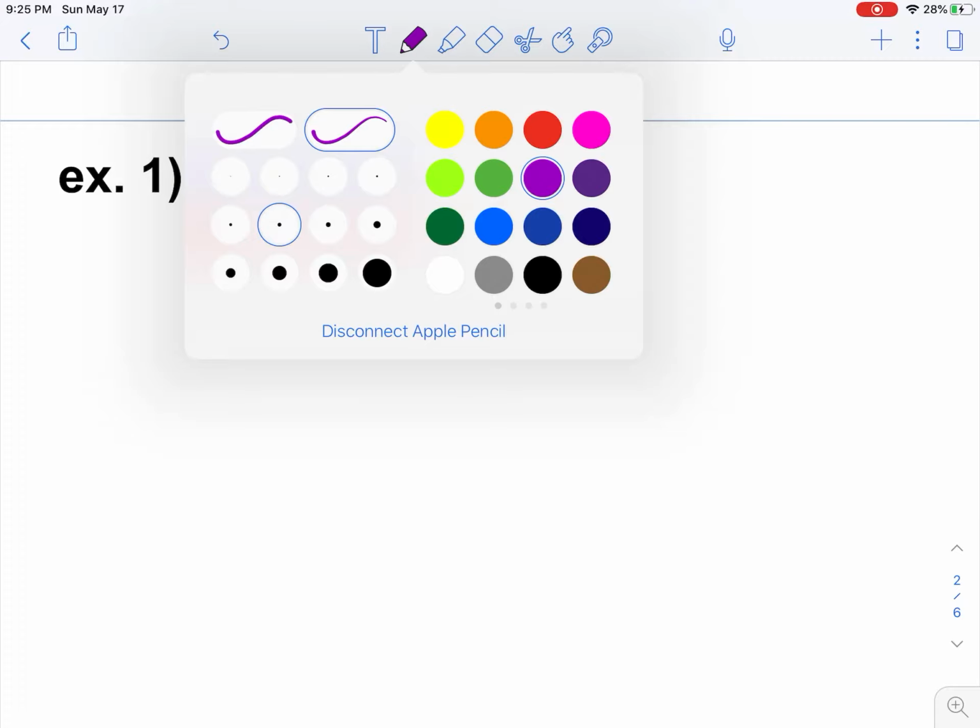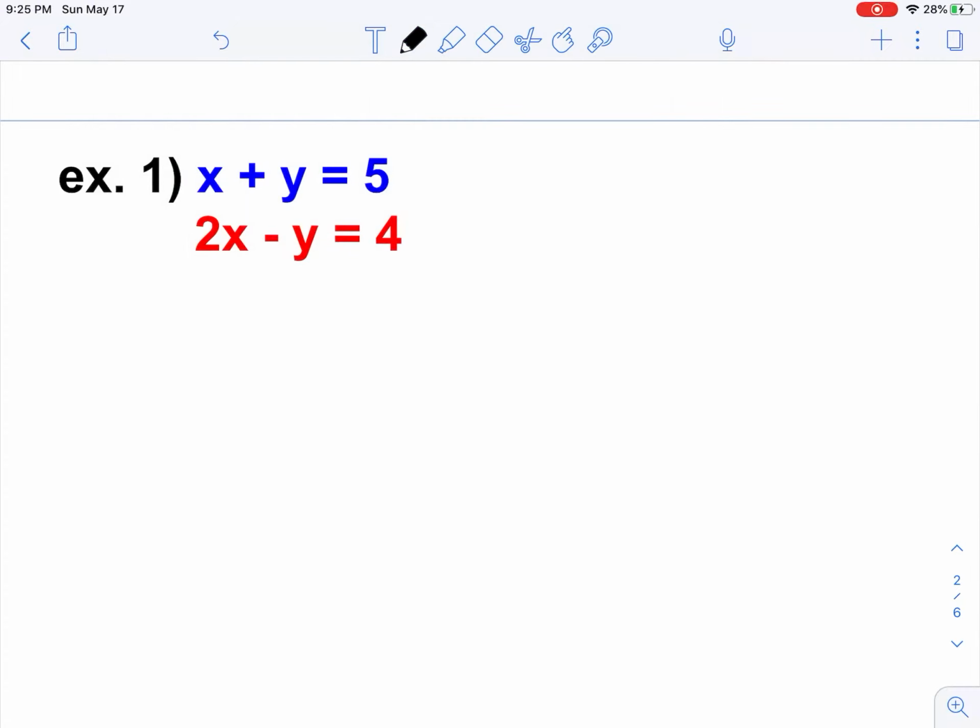So I'm going to go to black. Okay, so what you want to do with elimination is eliminate one of the variables. So you always start by looking to see, do you have opposites already? Opposites, remember, add to 0. So you're looking for terms that are going to add to 0. And if we look here, the y's, we've got a positive y and a negative y, they add to 0. So that means this is ready to be added up already.